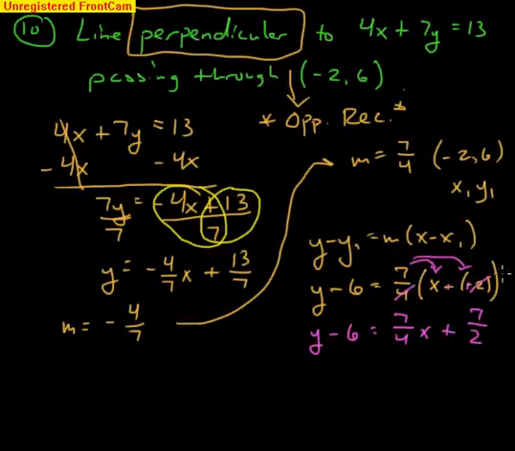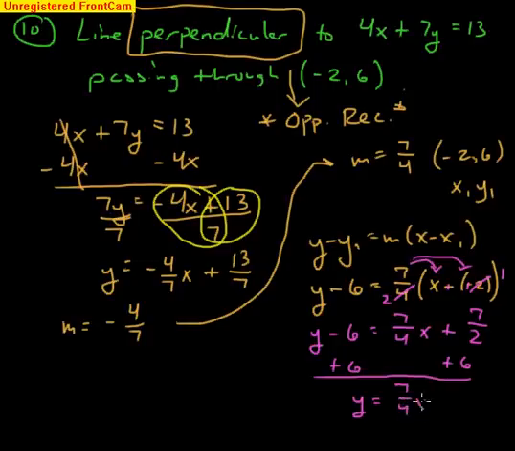This 2 and that 4 will cancel. You can take the 2 out of the 2 and leave you with 1. Take the 2 out of the 4 and leave you with a 2. It's division, common factor. So the 2 becomes a 1, the 4 becomes a 2. It's 7/2 times 1, which is 7/2. Then we add 6 to both sides.